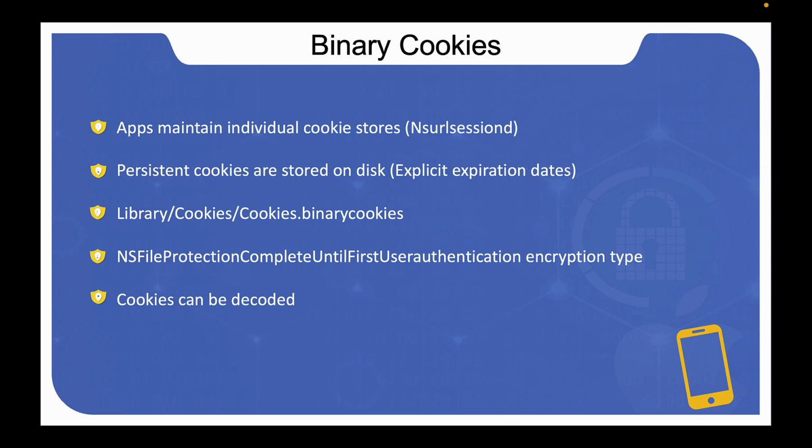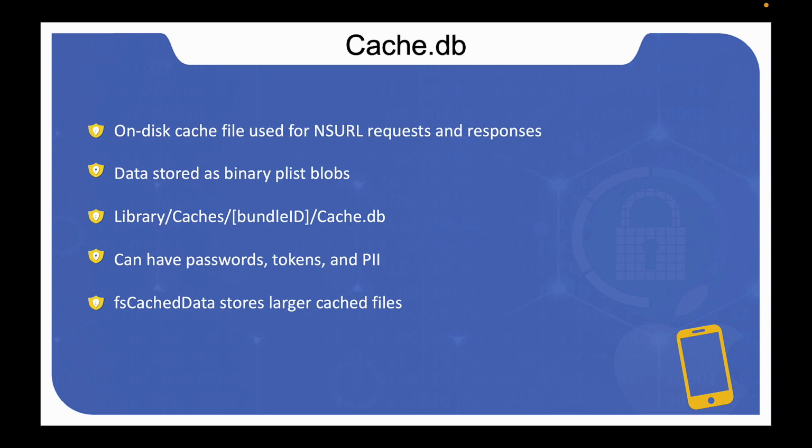Other types of files that we will discover in this course are the binary cookies, in which the app maintains and stores the cookies, especially for the NSURLSession. As well as the Cache.db, which is the on-disk cache file used for NSURL requests and responses.